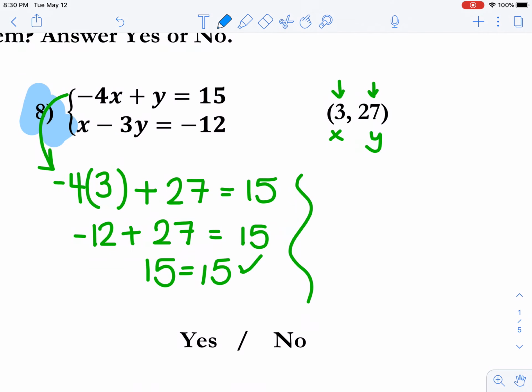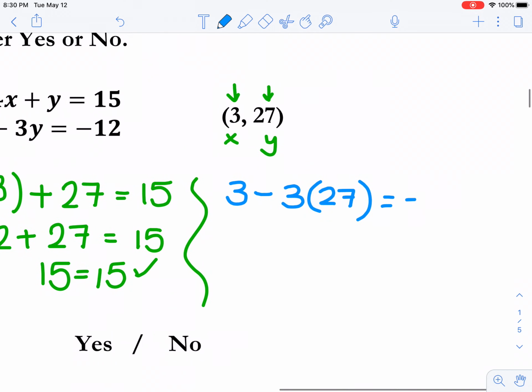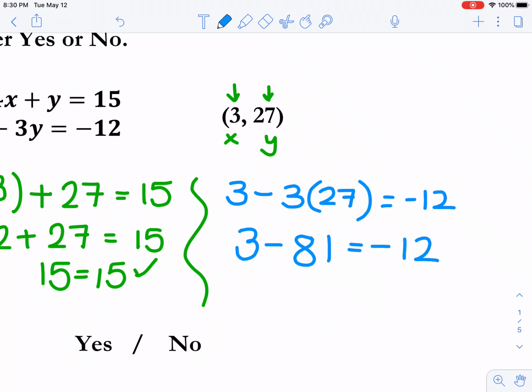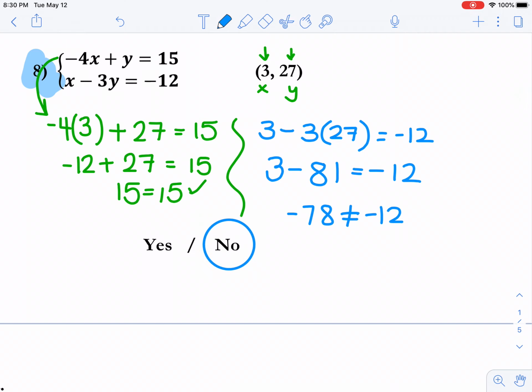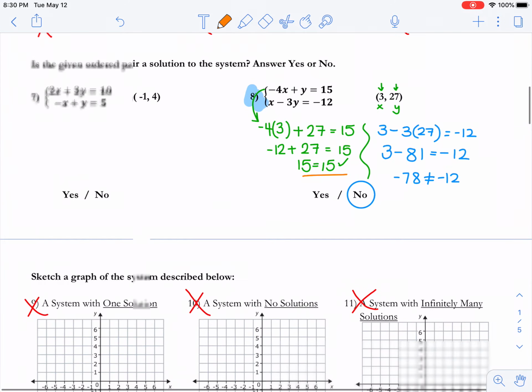So here x is 3, so 3 minus 3 times 27 equals negative 12. I have a bad feeling about this one. Let's see. 3 times 27 is 81, so we get 3 minus 81 equals negative 12. Obviously that's not true. 3 minus 81 is negative 78, which does not equal negative 12, which means this is not a solution. It does not matter that the first equation worked. In order for the ordered pair to be a solution, it has to work in both equations. So the answer to this one is no.